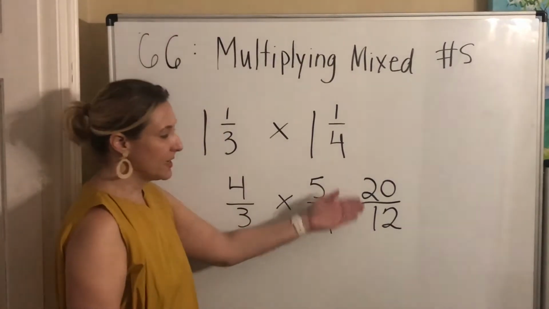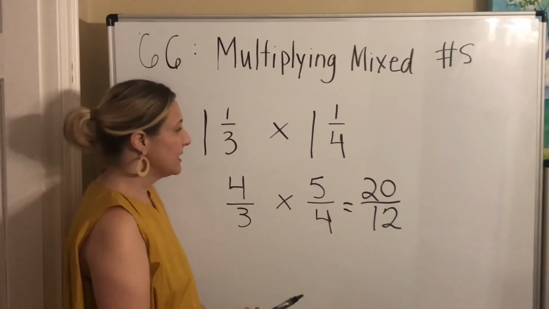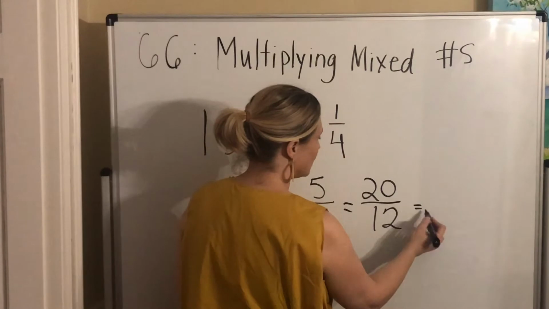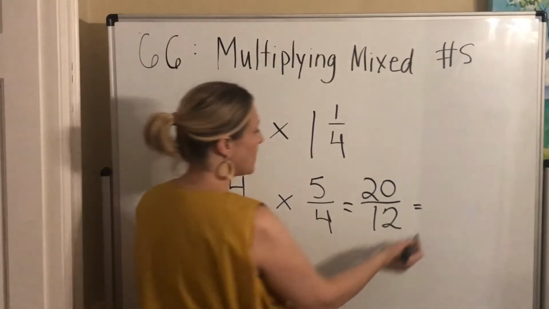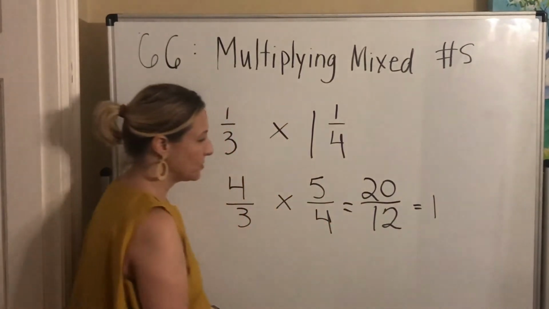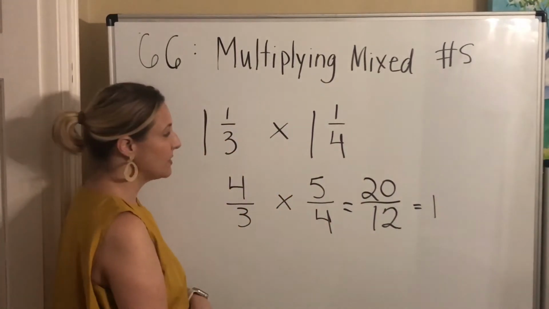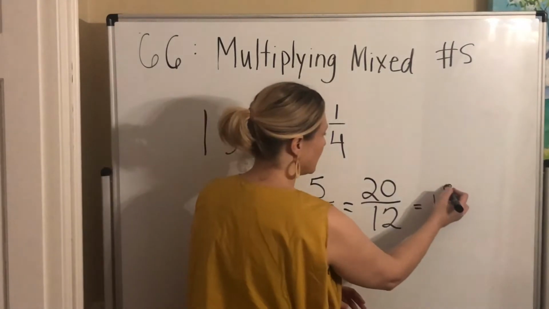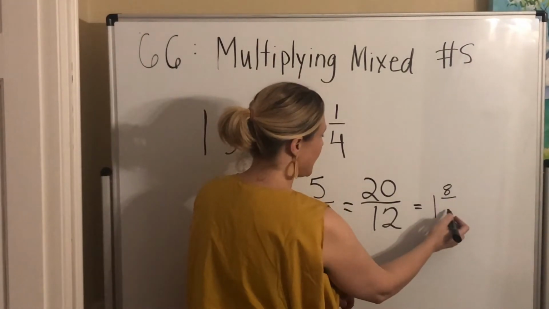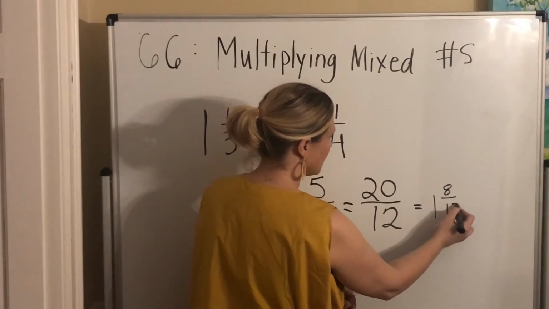Okay, and now you can divide 20 by 12. Okay, how many times does 12 go into 20? Only one time, because 12 times 2 would be 24, which is too much. Okay, so how many are left over? 8. So 1 and 8/12.